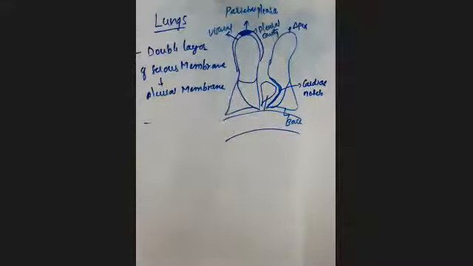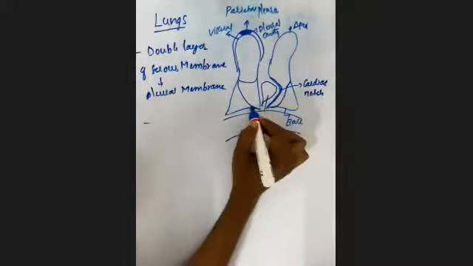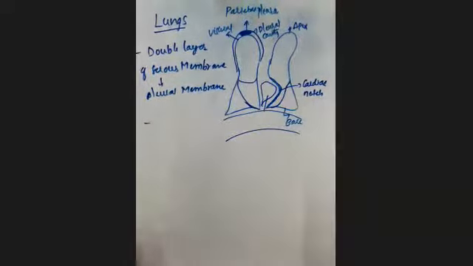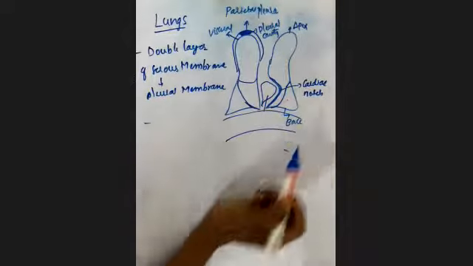Both the lungs have oblique fissures, which separate each lung into the superior and the inferior lobes. Clear? If you see the left lung, it is divided into two parts, the superior and the inferior lobes. This is the superior lobe and this is the inferior lobe.